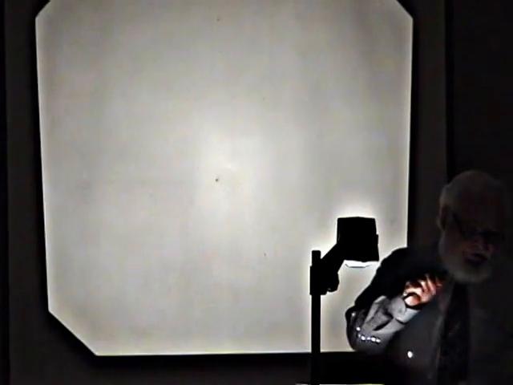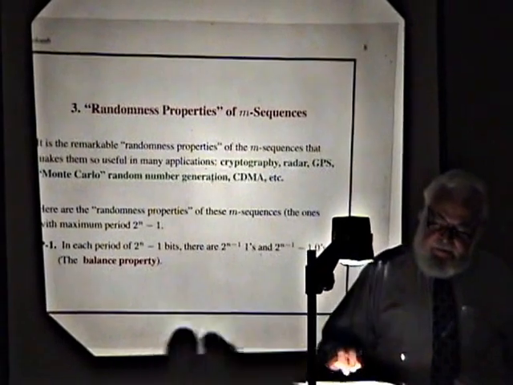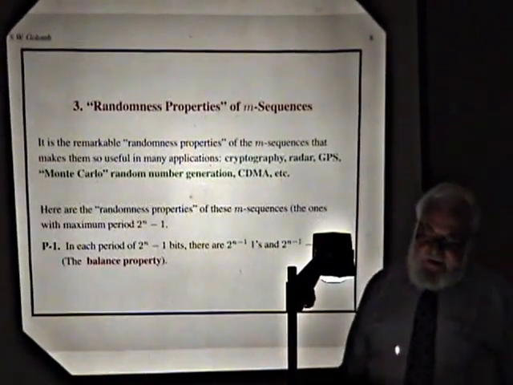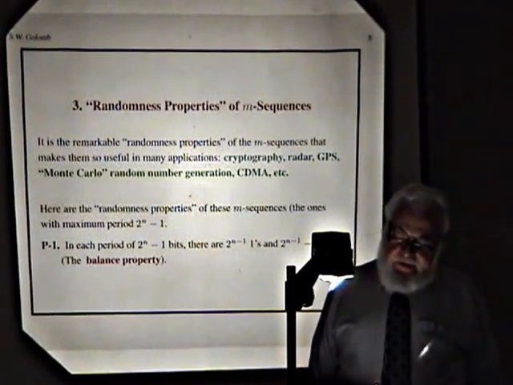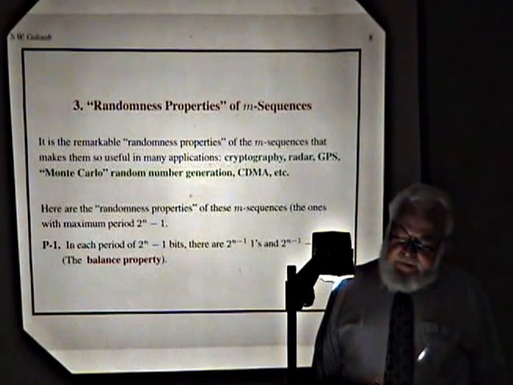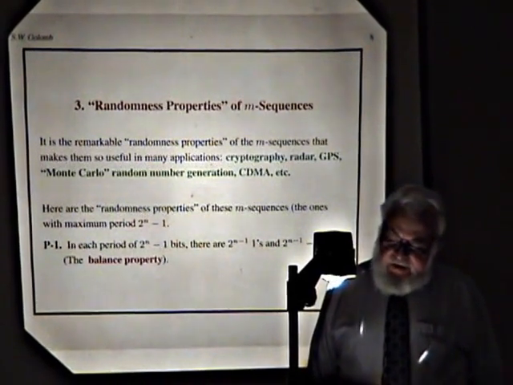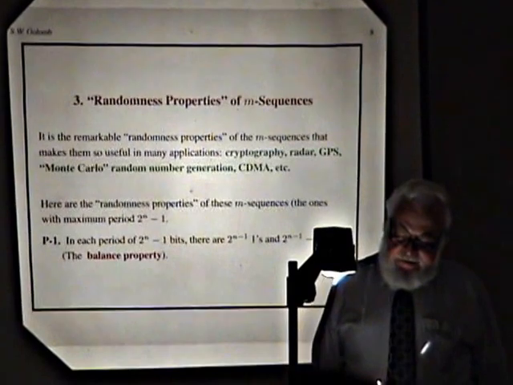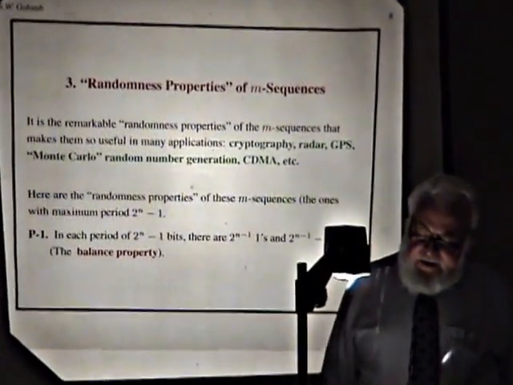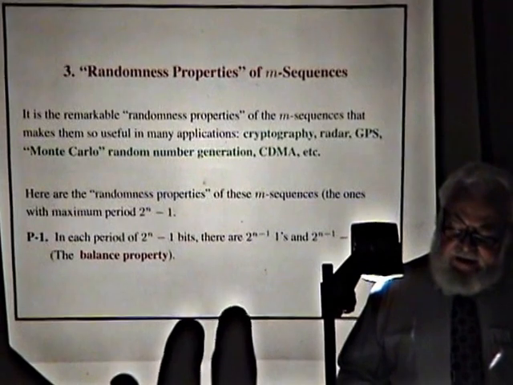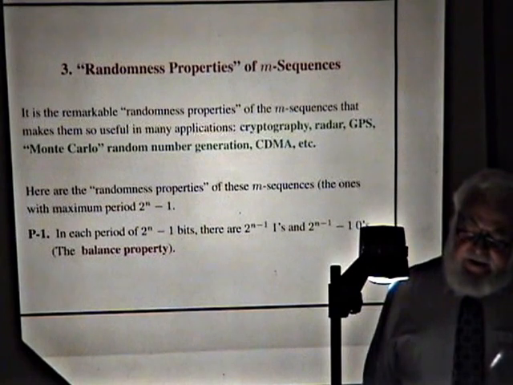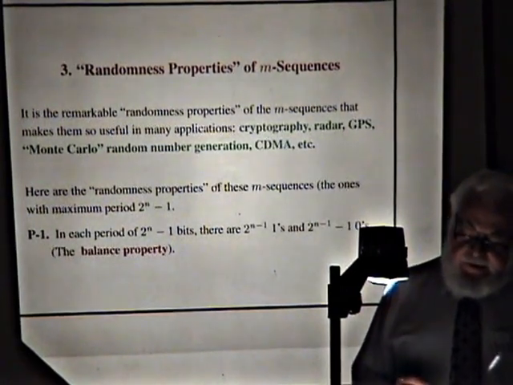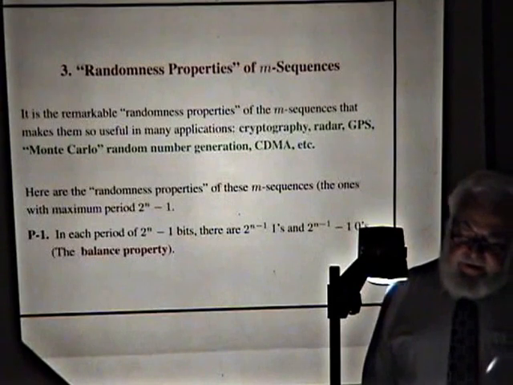Okay, now here are a number of randomness properties of the M sequences. And it's these randomness properties that make them useful in many applications of cryptography, radar, the GPS positioning system, and Monte Carlo techniques for seemingly random number generation, in code division multiple access cellular communication, where they still use these M sequences as their spectrum spreading technique.